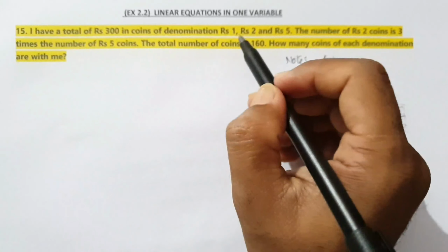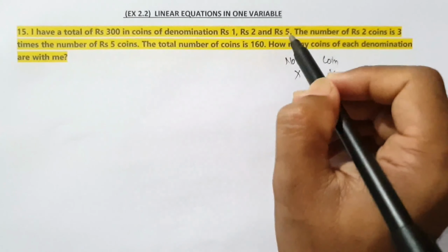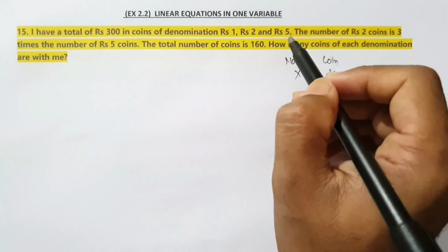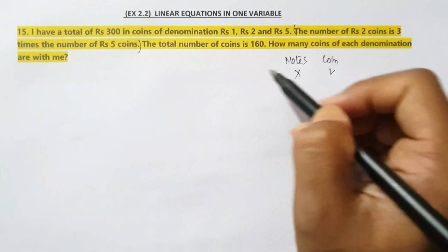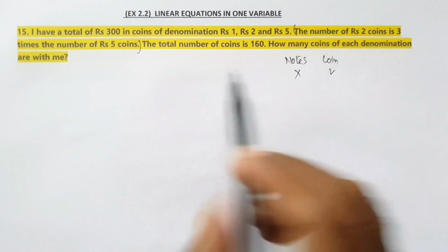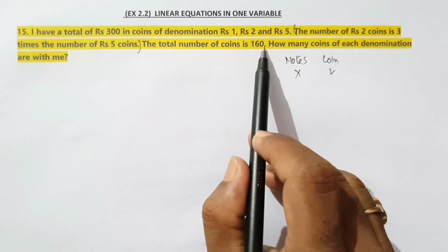It means that the combination of all the coins, I have rupees 300. And what are the coins? The coins are 1 rupee coin, 2 rupee coin and 5 rupee coin. Now this part we'll see later. The number of 2 rupee coins is 3 times the number of 5 rupee coins. This part we'll see later. Again they said the total number of coins is 160. It means that the combination of 1 rupee coin, 2 rupee coin and 5 rupee coin, the total number I have is 160.